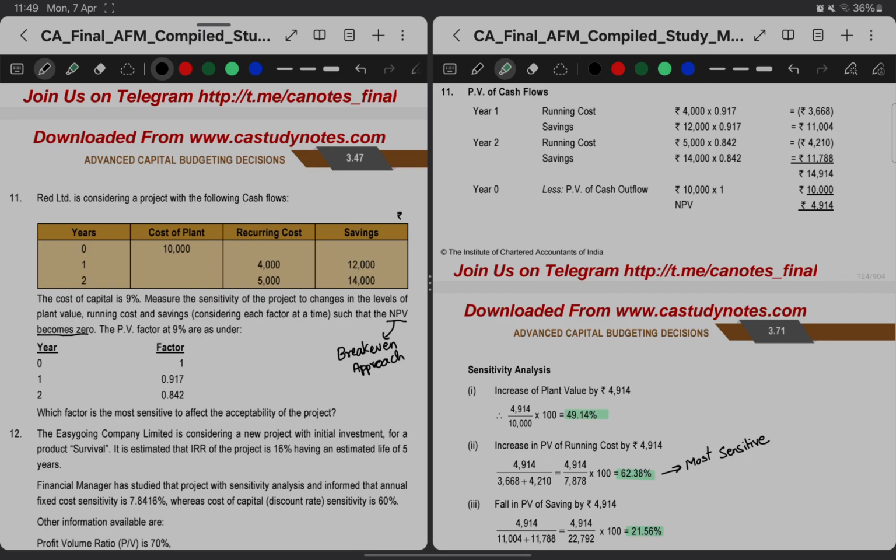Then they've given the PV factor for 3. If in questions they've given PV factors, then we have to use that only. We should not use our calculated values from the calculator.